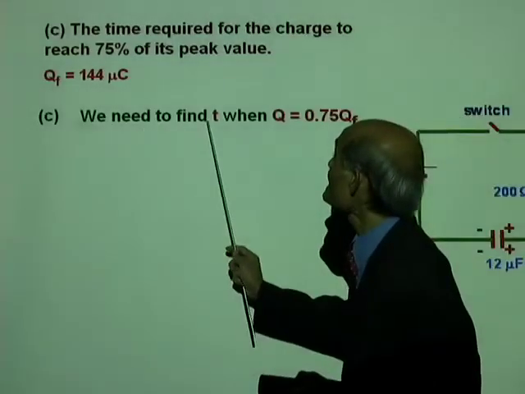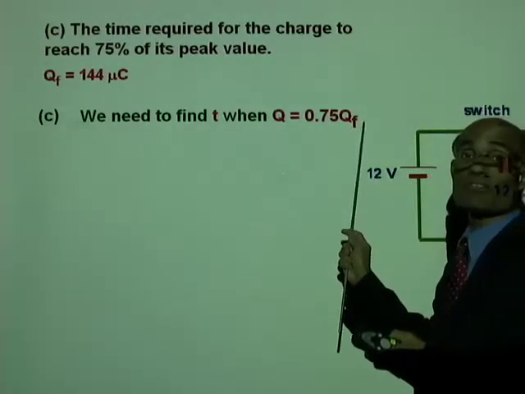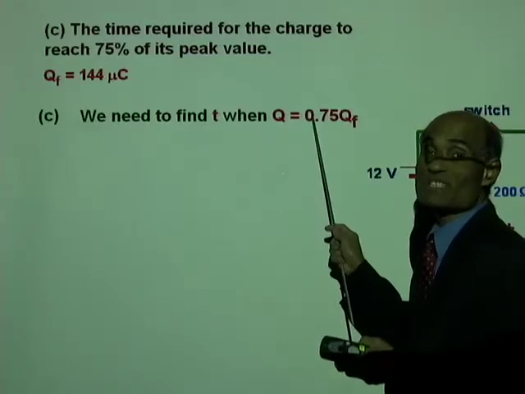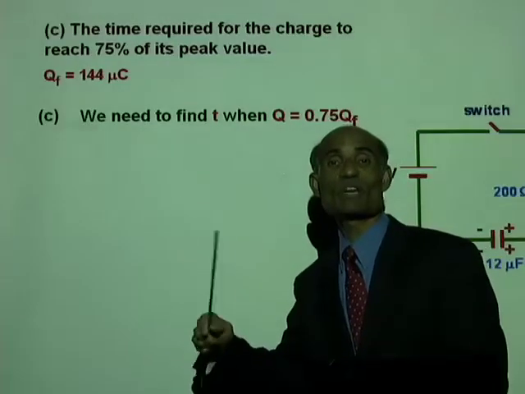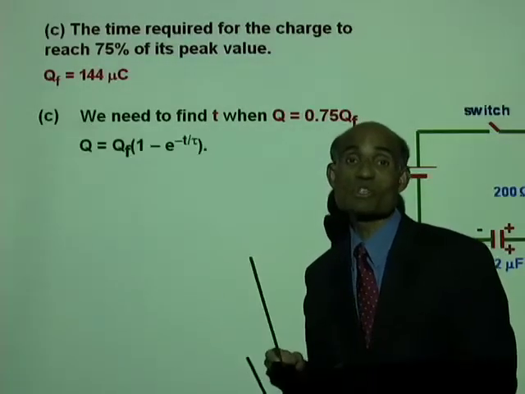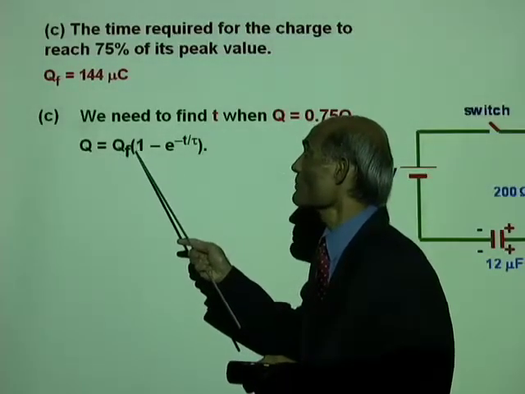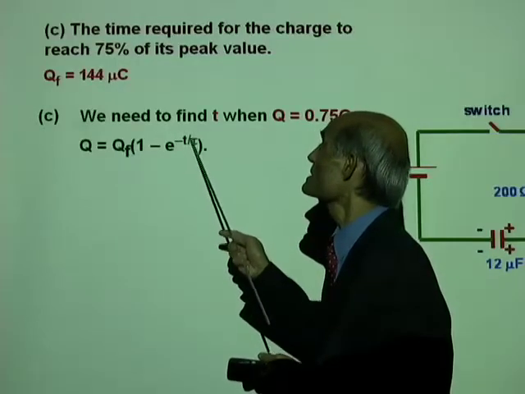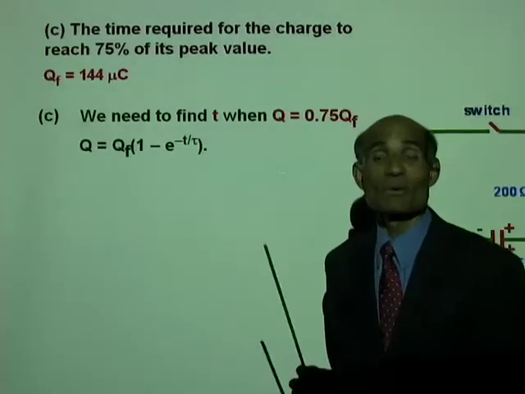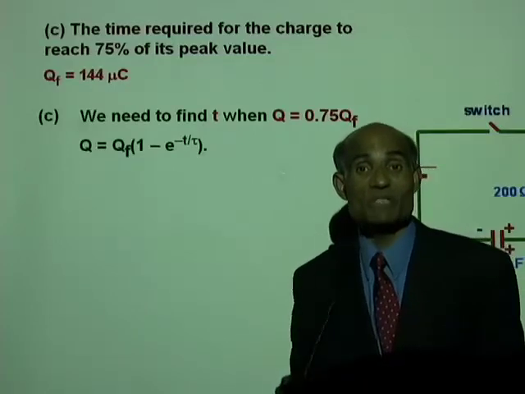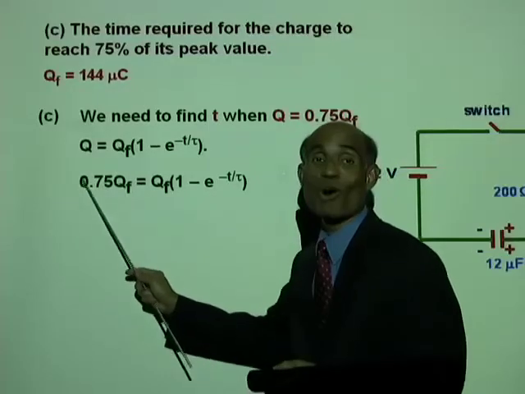Well, C, the time required for the charge to reach 75% of its peak value. Well, we need to find t when Q equals 0.75 of QF. You see, the amount of charge reaches 75% of its peak value. Now, can you recall the equation for Q, how Q changes with time? There is the equation. Q equals QF times 1 minus e to the power negative t over tau. What is tau? The time constant is R times C. So, this Q has to be 0.75 of QF.